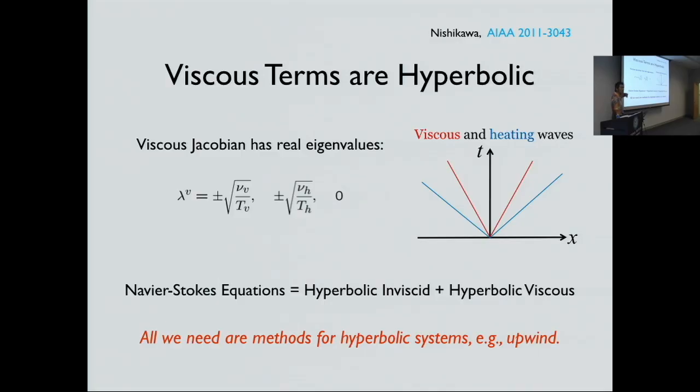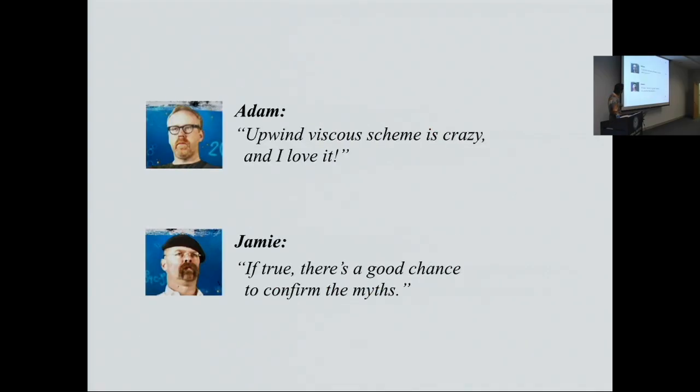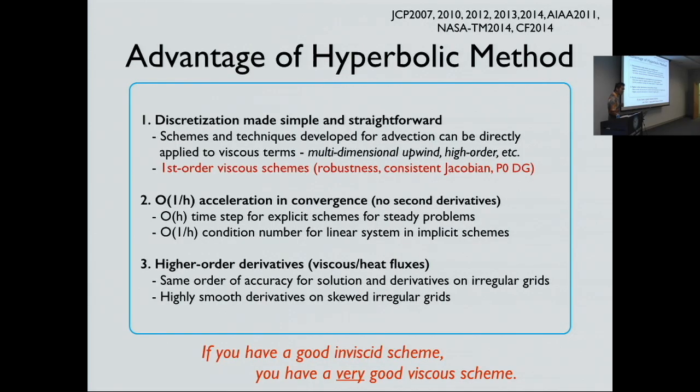When I did this analysis, I could throw out the continuity equation. But anyway, so upwind viscous scheme, right? Sounds crazy, and he loves it. So if this is true, Jamie said there's a good chance to confirm. And actually, there are many advantages that have been demonstrated in the past. First of all, because the viscous term is now hyperbolic, schemes and techniques developed for the Euler or hyperbolic systems can be directly applied to viscous terms. Multidimensional upwind, high order, limiters, anything. And most of all, I think this is important.